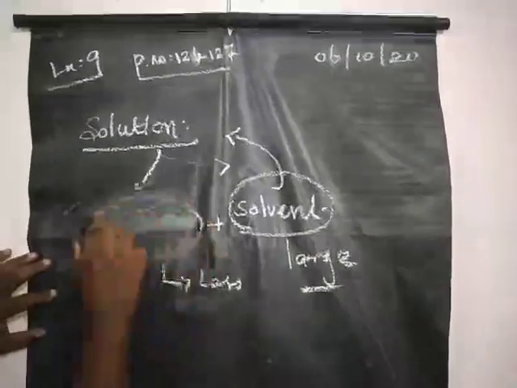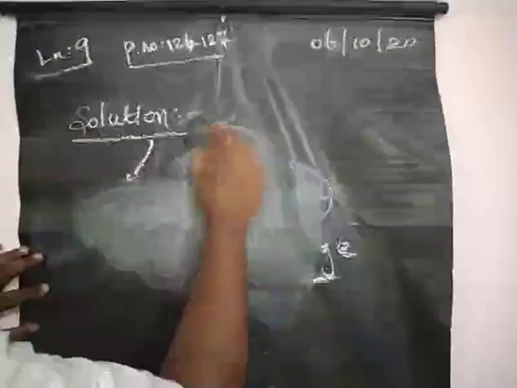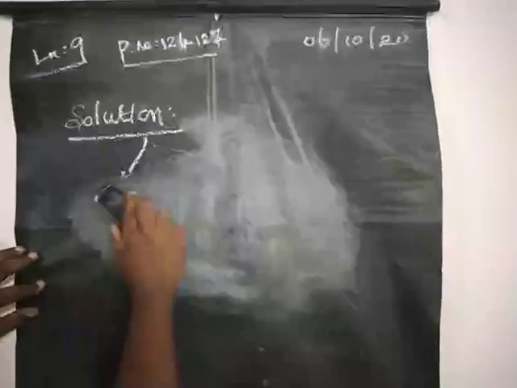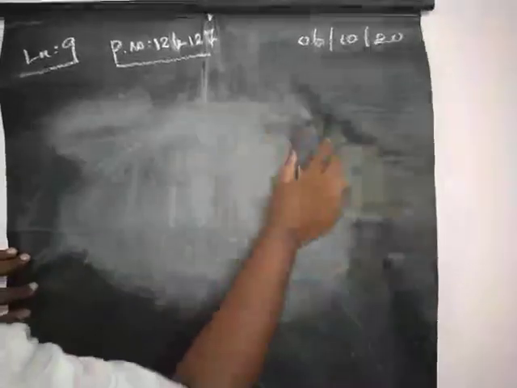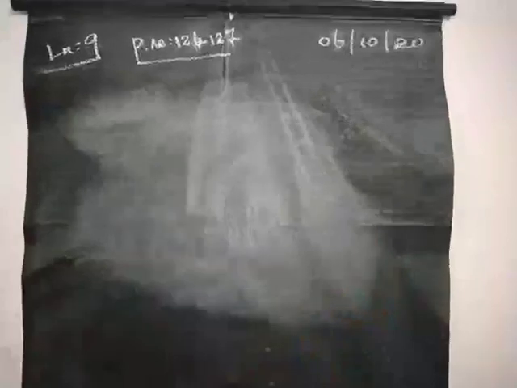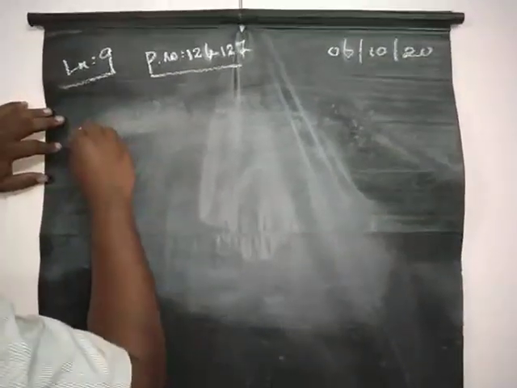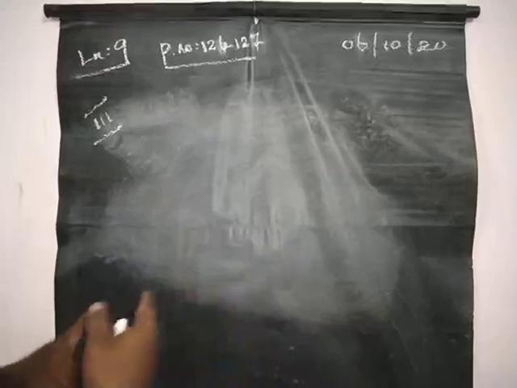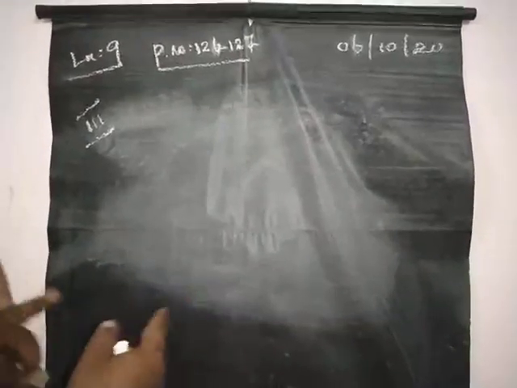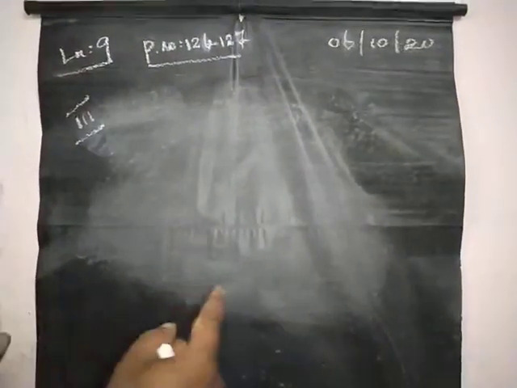Next, based on the physical state, solutions can be classified into different types. Last class we discussed up to classification based on the solvent. Today we are going to start the new classification. Solutions can be classified based on the physical state, and another way is based on their solvent: aqueous solution and non-aqueous solution.